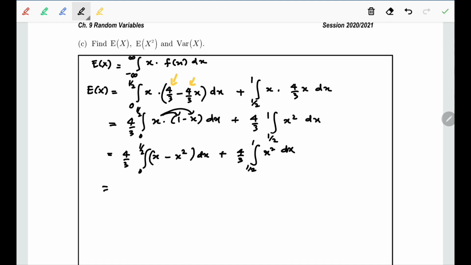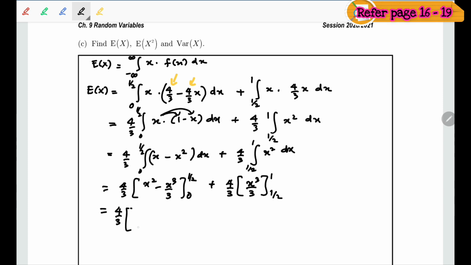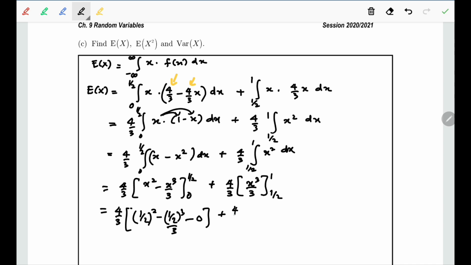Then we are going to integrate. So integrating this will give you x squared minus x cubed over 3 with the limits, plus 4/3 multiplied with the x cubed over 3 with its limit. Then substitute. You have to substitute every single thing. So 1 over 2 squared minus 1 over 2 cubed over 3, minus 0, plus 4 over 3 multiplied with 1 cubed over 3 minus 1 over 2 cubed over 3. So you just need to calculate, and at the end you will get the final answer. You get 1 over 2 for the expected of x.